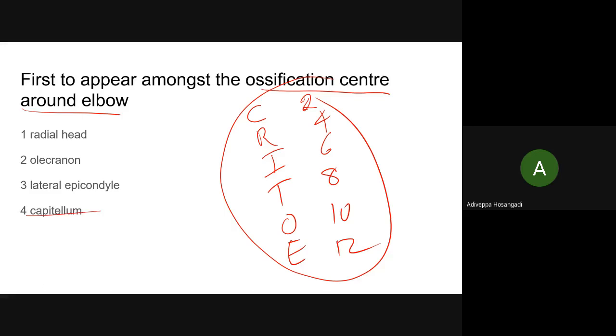But remember, you most often know what CRITOE is, and the age or time duration, but you forget what each letter means. C is capitulum, R is radial head, T is trochlea, O is olecranon, I is internal or medial epicondyle, E is external or lateral epicondyle. You should remember this. You will remember the mnemonic, but sometimes forget the expansion of the letters of the mnemonic.